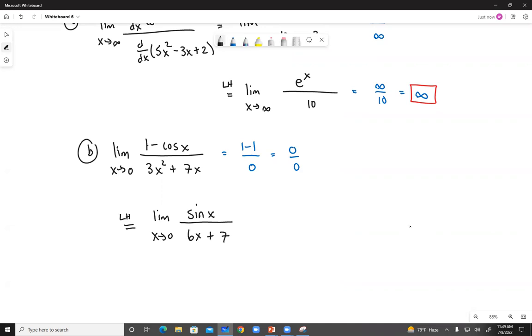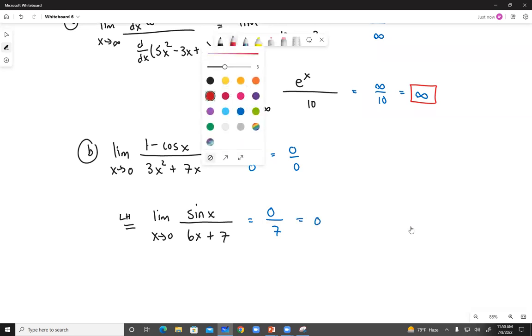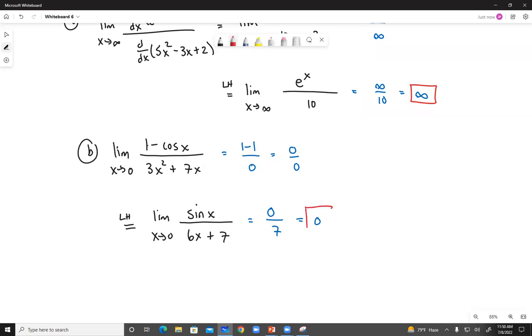Attempting to evaluate this limit by direct substitution, we get sine of 0 in the numerator, or 0, and we get 7 in the denominator. Well, 0 over 7 is 0, a real number, so we can stop at this point and conclude that this limit equals 0.